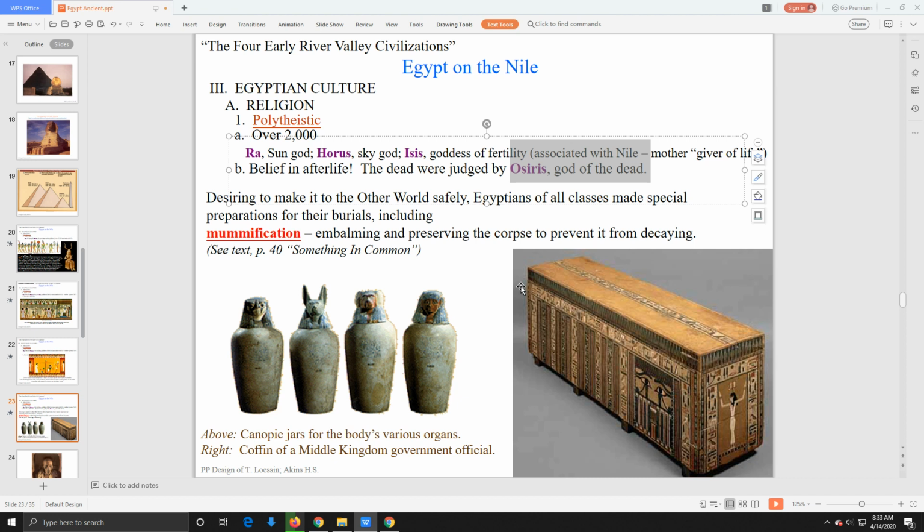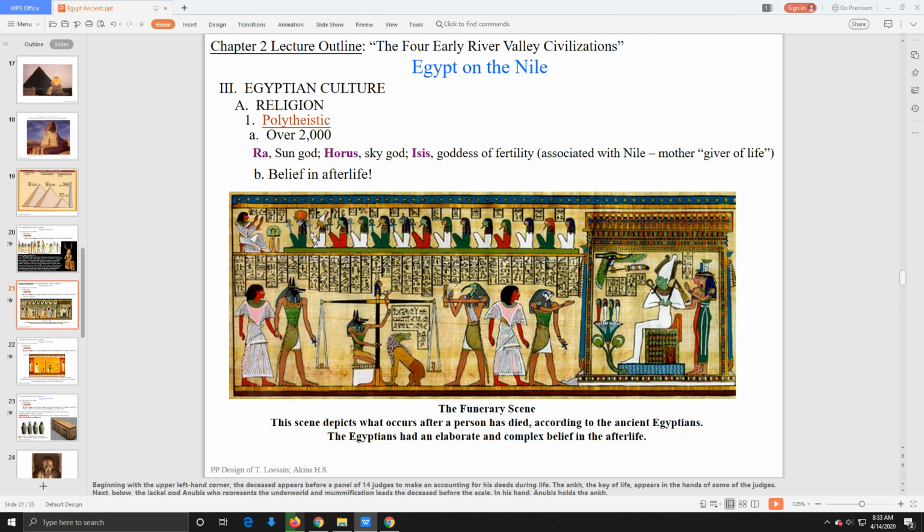So 5, Osiris, equal sign, god of the dead. So Osiris there, he is god of the dead. And I'm talking about a couple things with the god of the dead there. In this picture right here, this is a funeral scene, and this scene just kind of shows how death works in ancient Egypt.